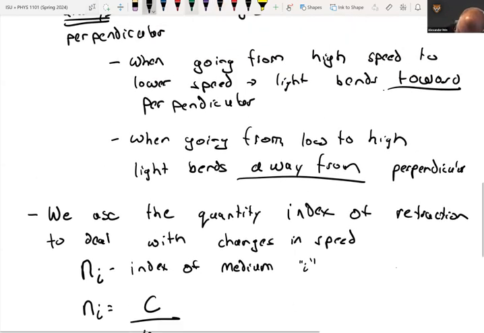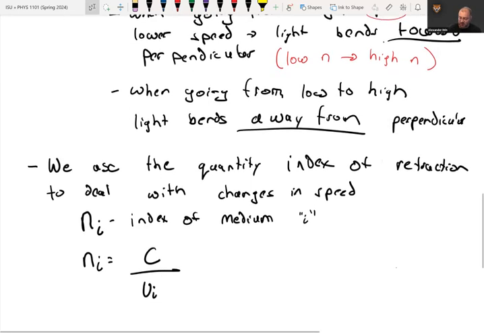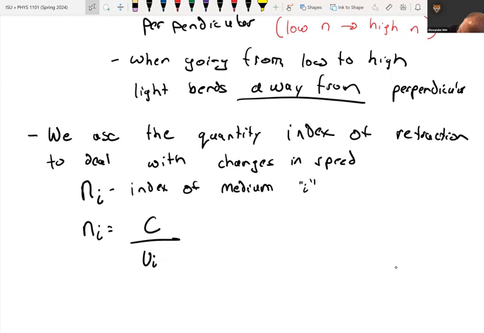the point here is that these rules for bending, it was high speed. So I'll just indicate this. It's low n to high n. That's what bends you toward the perpendicular. And you bend away from the perpendicular when you go from high n to low n. Okay. So the speeds and the indices of refraction are inversely related. All right. So that's something to keep in mind.